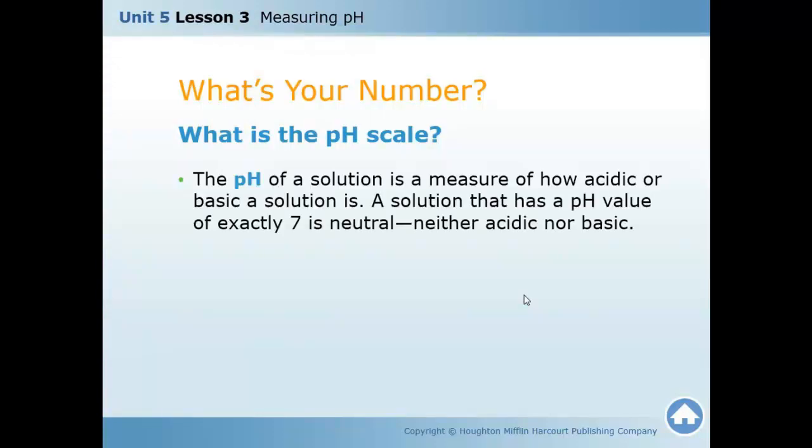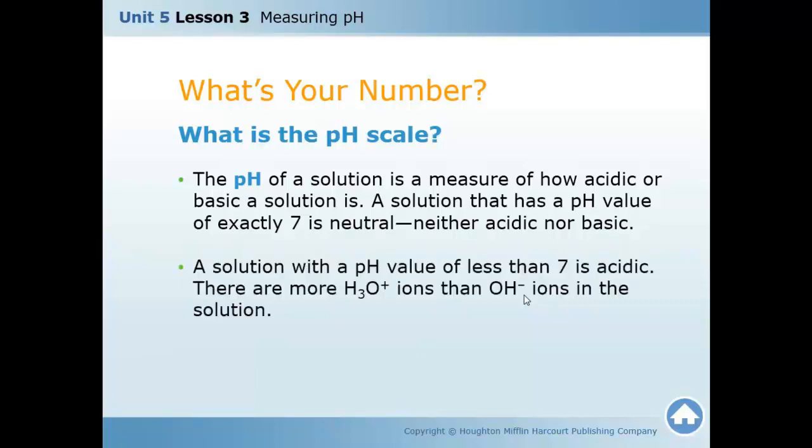pH of a solution is the measure of how acidic or basic the solution is. A solution that has a pH value equal to 7 is neutral. It means that it is not acidic or basic. So we have three cases for the value of pH: equal to 7, more than 7, less than 7. In the first case, when a solution has a pH value of 7, it will be neutral, not acidic or basic. But when a solution has a pH less than 7, it will be acidic.